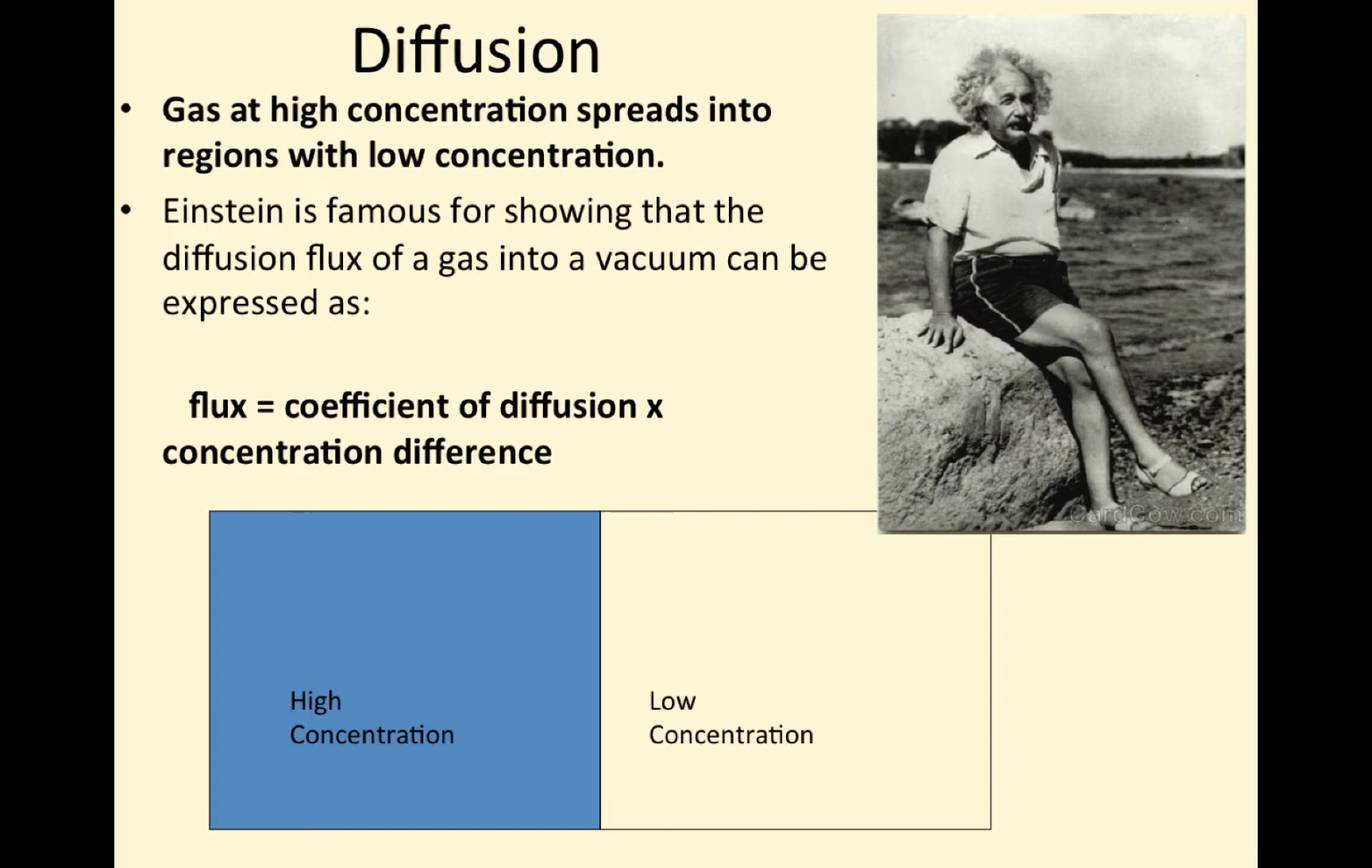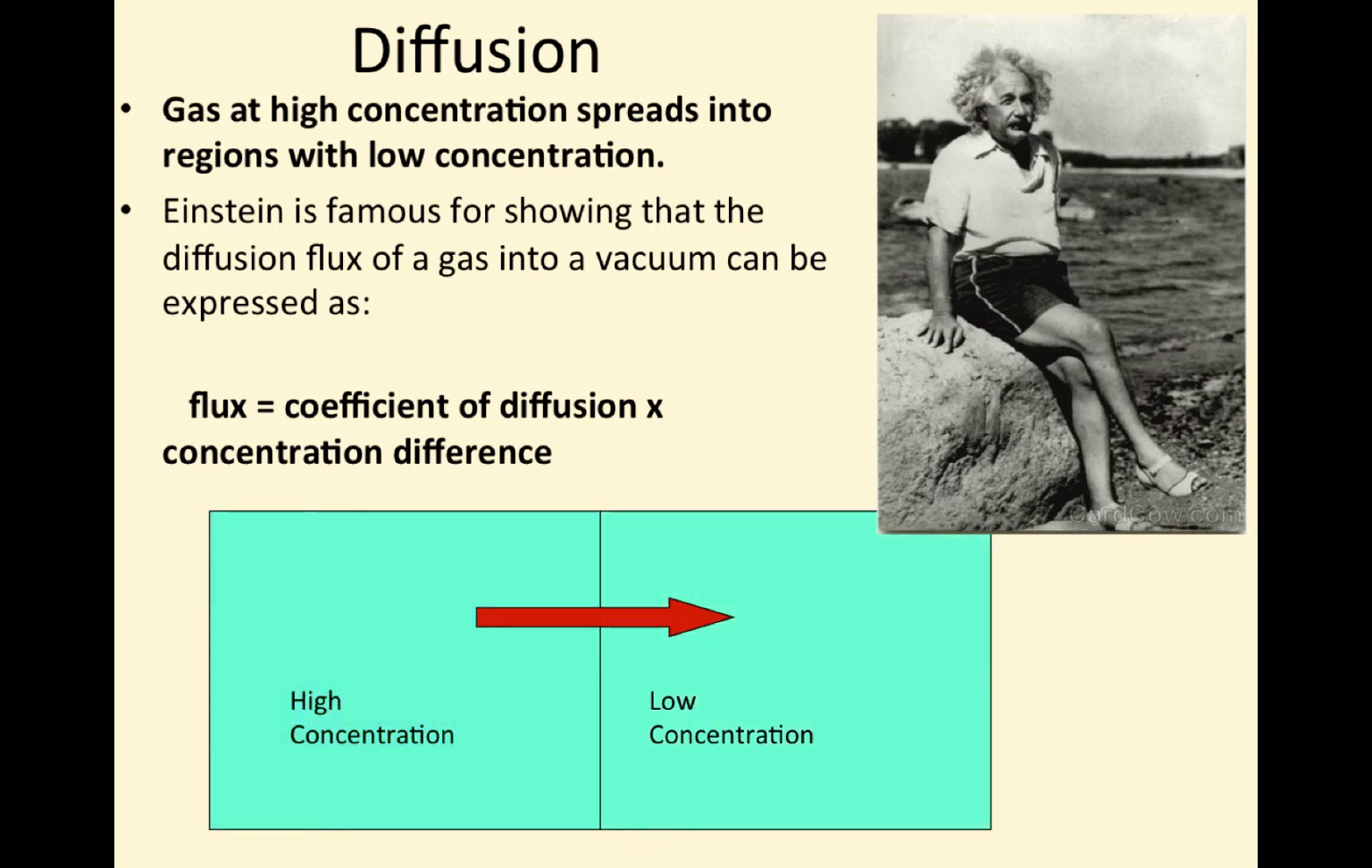Diffusion: gas at high concentration spreads into regions with low concentration. Einstein is famous for showing that the diffusion of gas in a vacuum can be expressed as the coefficient of diffusion times the concentration difference. So in general, what this means is if you have a high concentration of gas somewhere next to an area with lower concentration, there will be a general flux of that gas from higher to lower concentrations, trying to mix it out, make it reach equilibrium.